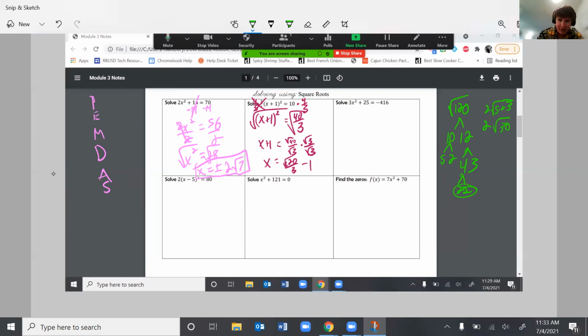So our final answer gives us 2 radical 30 all over 3 minus 1. They're not always perfect answers, especially at this stage of our mathematical journey.